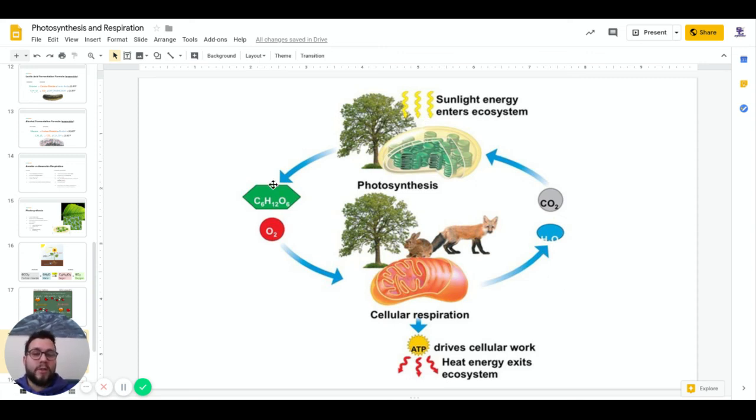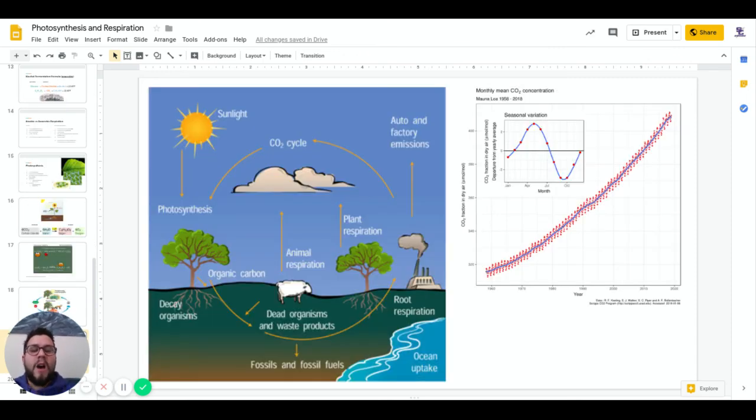Or that sugar and oxygen can go to heterotrophs, to consumers. They can take that stuff into their mitochondria and produce ATP that way. But when they breathe out that carbon dioxide and produce that water, that can go back to the plants to do photosynthesis.